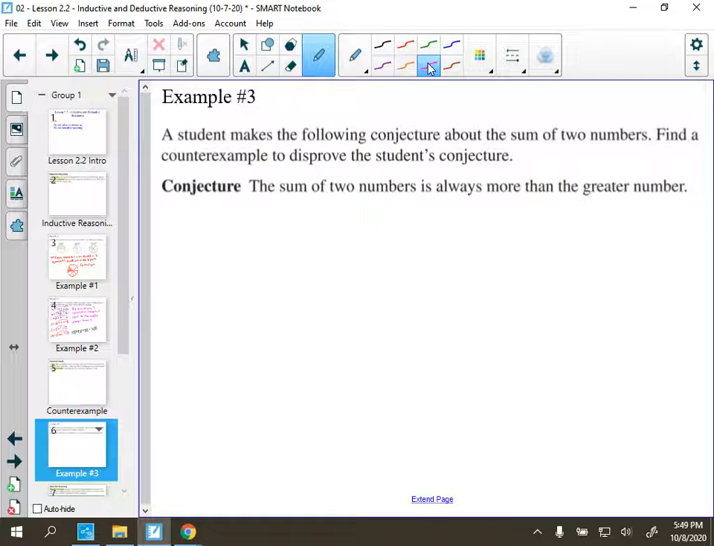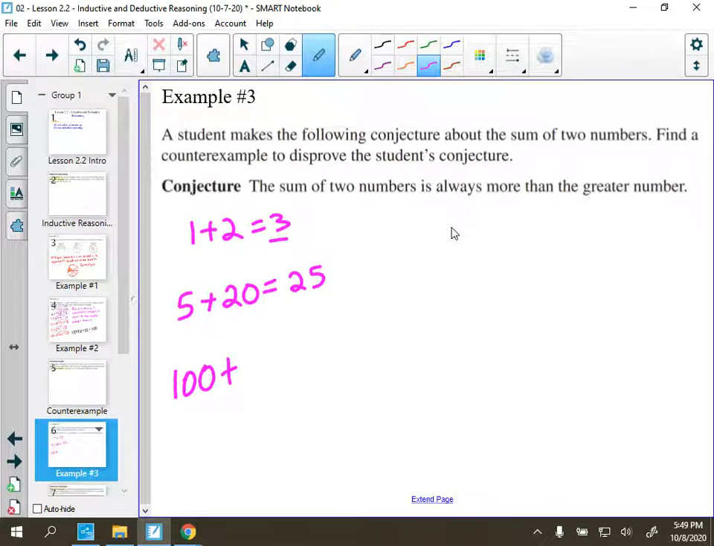So let's see, if I started looking at examples, let's start small. 1 plus 2 equals 3. Is that sum greater than either 1 or 2? Yep, it's bigger than the greater number, so I think we're okay there. How about 5? Let's not go consecutive. 5 plus 20. All right, the sum is 25, which is greater than the bigger number. So far it's looking like this conjecture is true. Let's do one more. How about 100 plus 200? 300. Yep. So I'm thinking, if these are the only numbers I work with, this is always true. The 300 is greater than the bigger number.